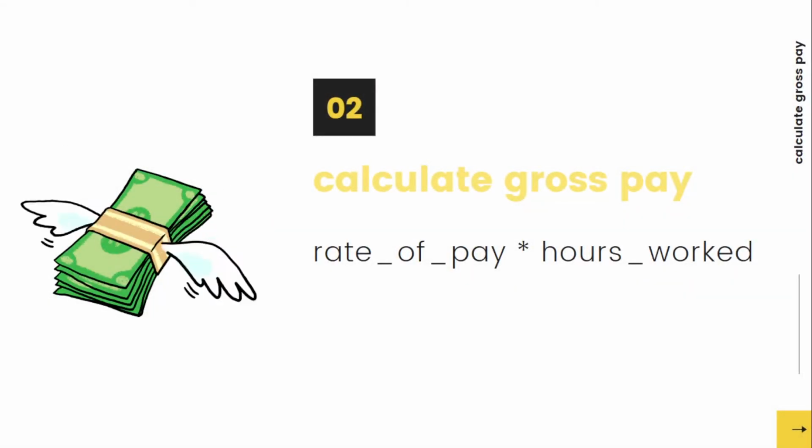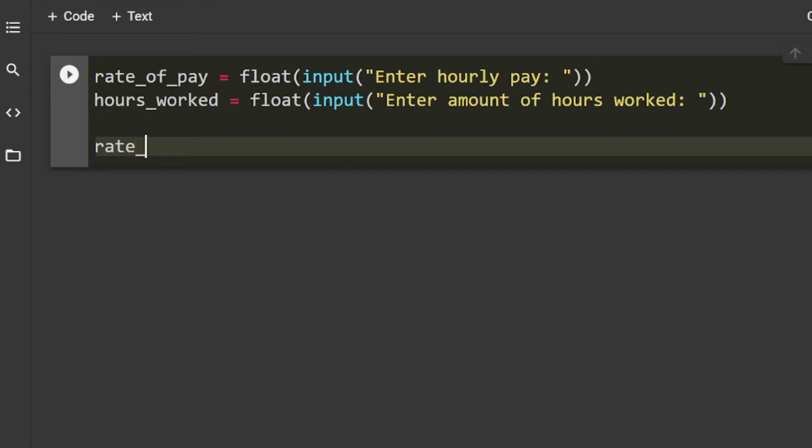Now our next step is to calculate their gross pay. So to find the gross pay, we'll multiply the rate of pay by the amount of hours that they worked. And let's actually save this result into a variable. And let's call this variable result.